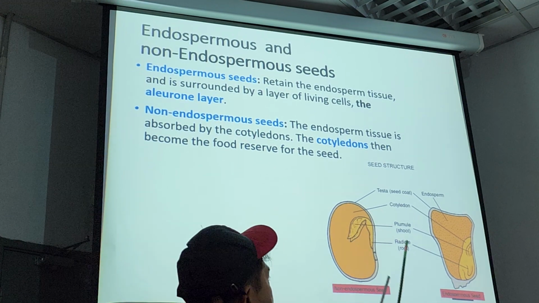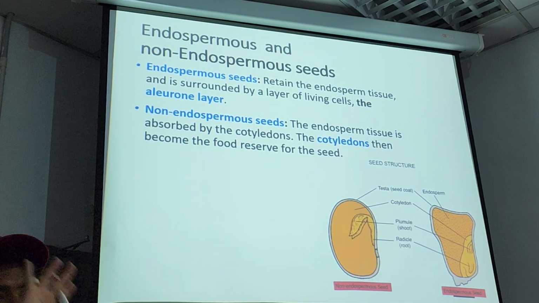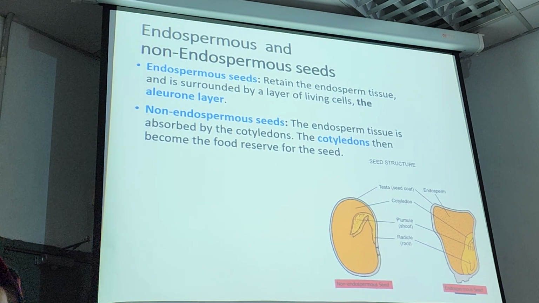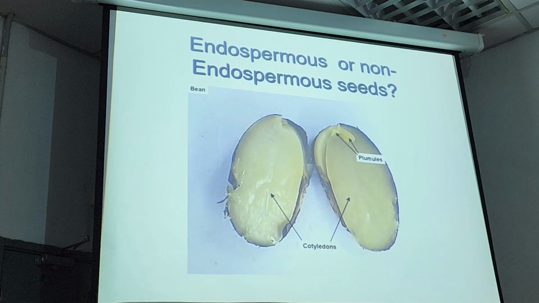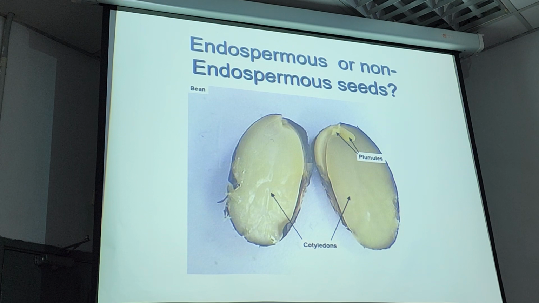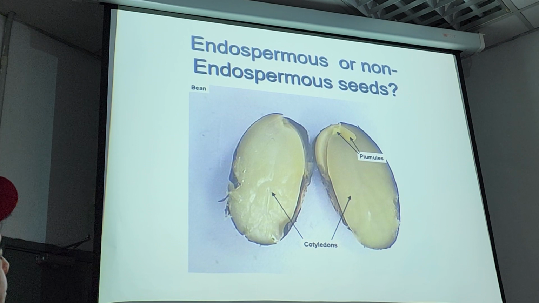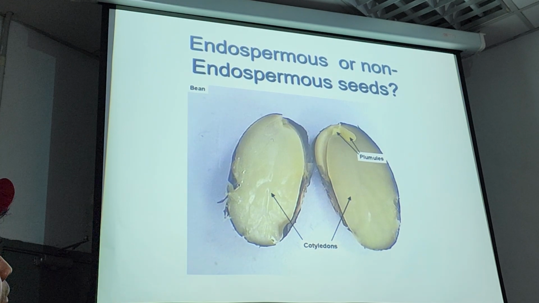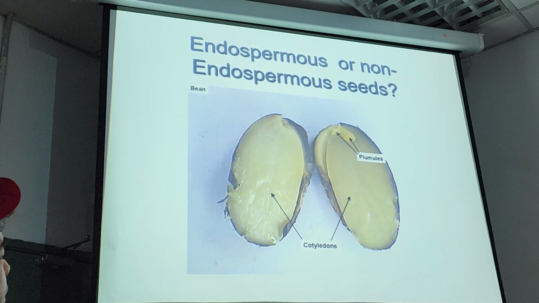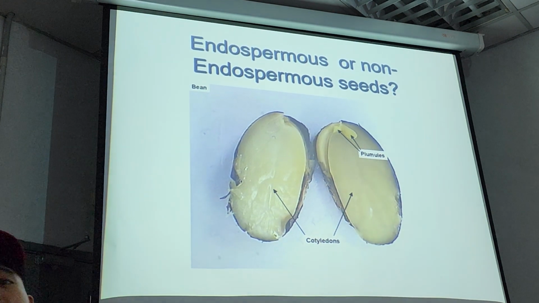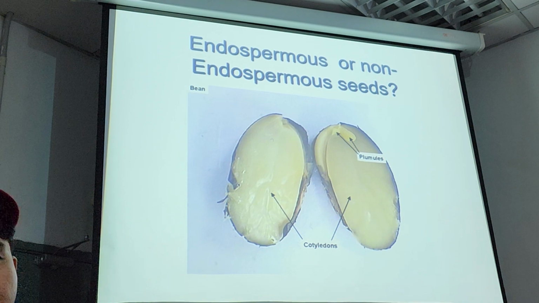Okay, is there any endosperm? Yes, but very, very minor. Most of the endosperm is actually in the form of cotyledon. So look at here, endospermous or non-endospermous? What's the evidence? Is there any endosperm? So endosperm is replaced by what? Cotyledon. The function is the same, the structure is different.